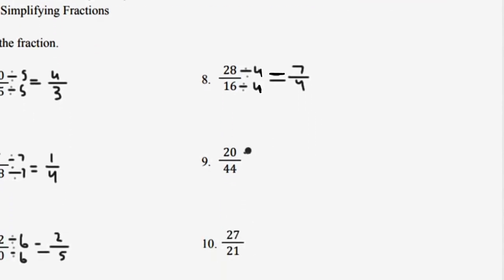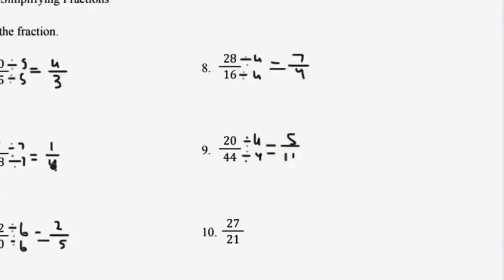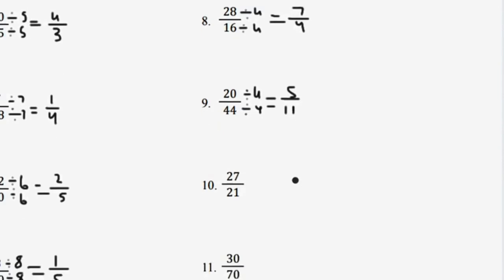Question 9 says 20 and 44. So factors of 20, you've got 1 and 20, you've got 2 and 10, you've got 4 and 5, and 4 seems to be the greatest one, because 5 doesn't work, but 4 is a factor of 44, so that is the greatest common factor, and you just divide out by the greatest common factor. 5 over 11, and notice how none of these can be simplified any further. You're simplifying the fraction fully.